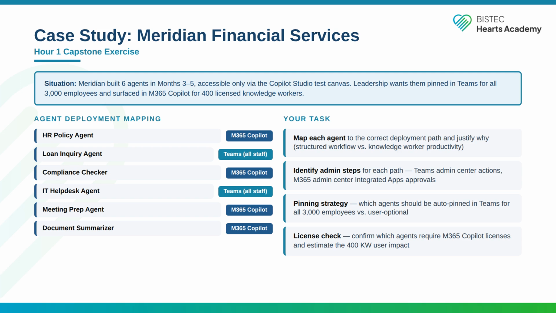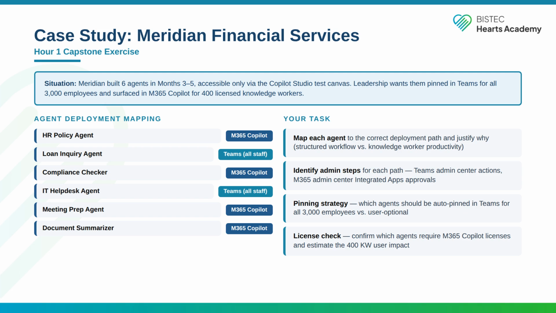The compliance checker goes to M365 Copilot: regulatory document question and answer over SharePoint-hosted compliance documentation, serving the knowledge worker population. The IT help desk agent goes to Teams for all staff: high session volume, all staff audience, structured workflow for IT request routing. The meeting prep agent goes to M365 Copilot: knowledge worker productivity, graph-connected meeting context. The document summarizer goes to M365 Copilot: document intelligence over organizational content.